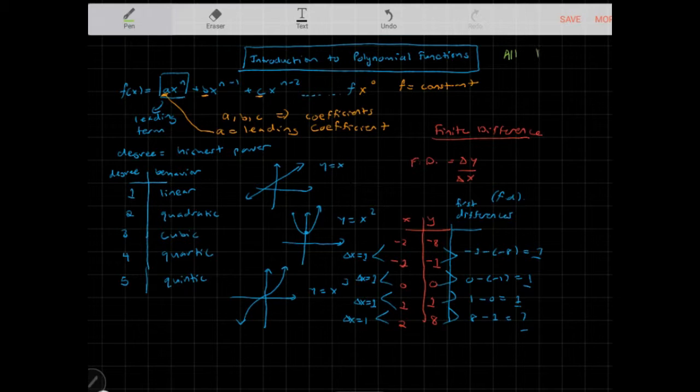So all polynomial functions have a constant set of finite differences. At one point, the finite differences will all be constant. And whichever finite differences are constant will also reflect the degree of the function. We'll take a look at that through example. If the second finite differences are constant, it's a second degree function. If the third finite differences are constant, it's a third degree function.